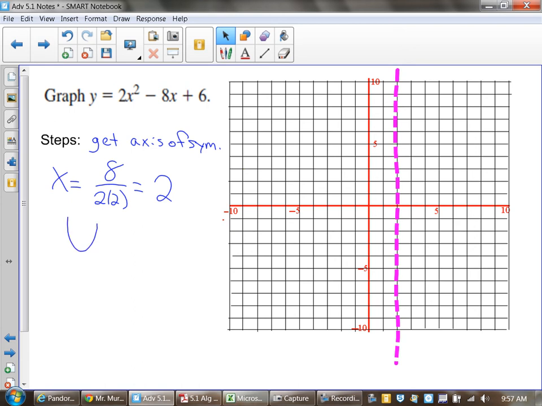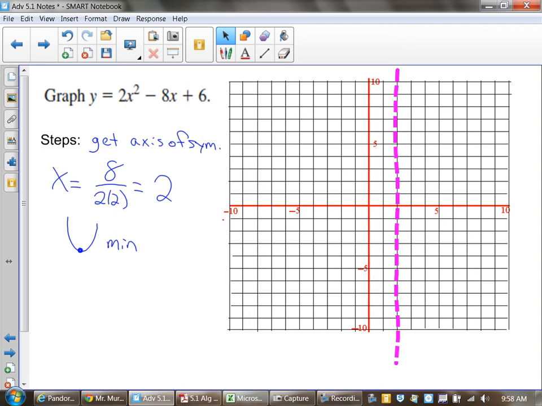Now here's the next question. Let's see if you remember this. Does that mean this point is a minimum or a maximum? A minimum. It's a minimum. Good. So when it opens up like a cup, that point is a minimum. Now, what else is that point called? Vertex. Very good. It's a vertex.